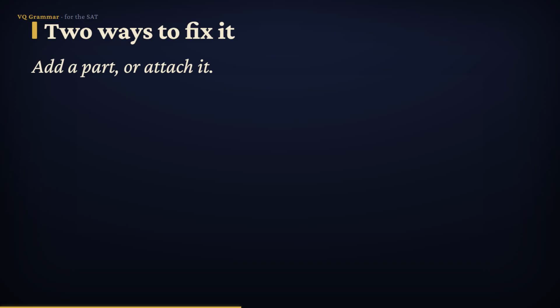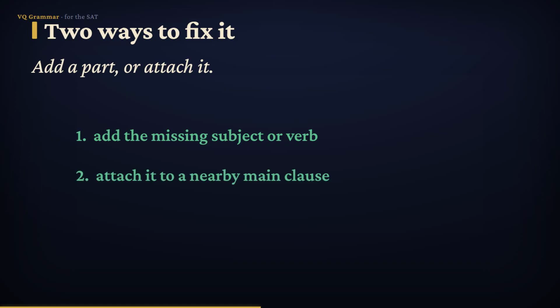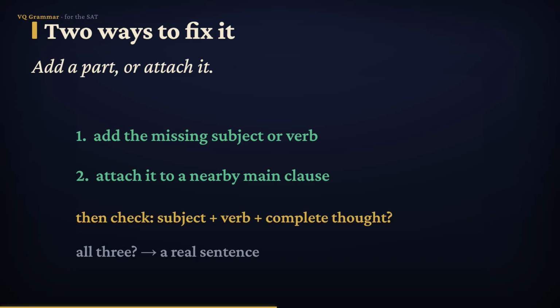However a fragment is broken, there are just two ways to fix it. One, add the missing part. Give it a subject or a verb or both. Two, attach the fragment to a nearby main clause so it leans on a complete sentence. After you fix it, run the final check. Does it now have a subject, a verb, and can it stand alone? If yes, you've turned a fragment into a complete sentence.